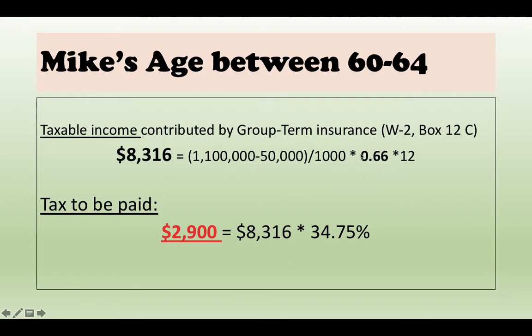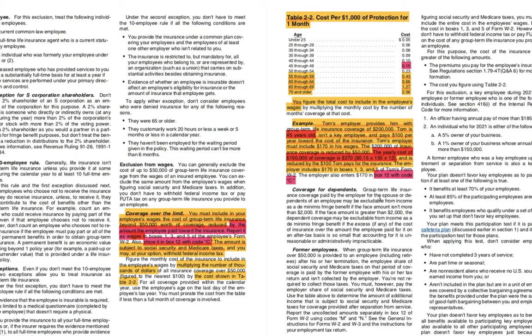Then you multiply by 0.66. It's a factor you need to use to calculate this amount. This factor increases based on your age, and I will show you how that increases. Then you multiply by 12. This is the formula given by the IRS. Then I'll show you how to calculate your taxable amount.